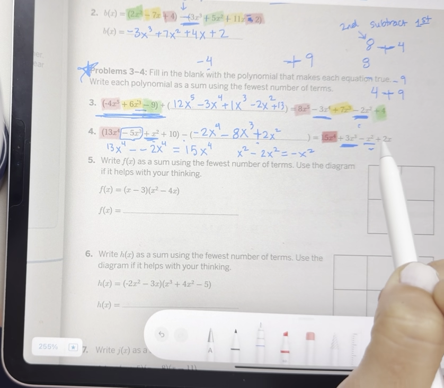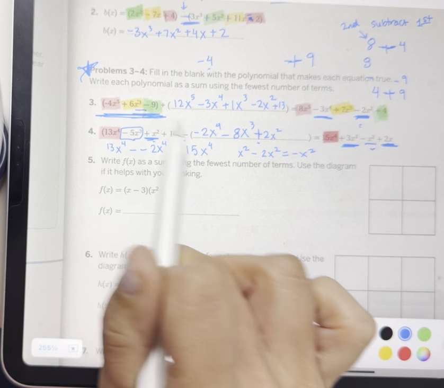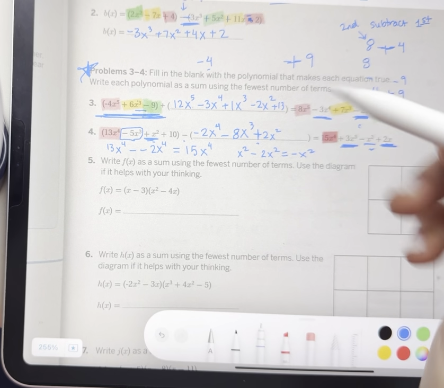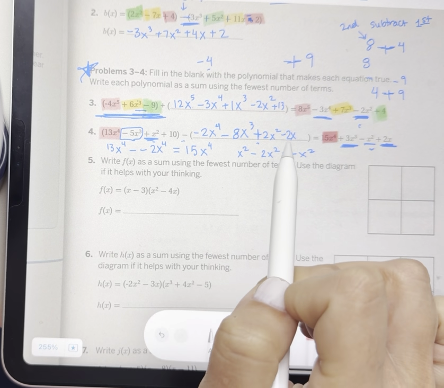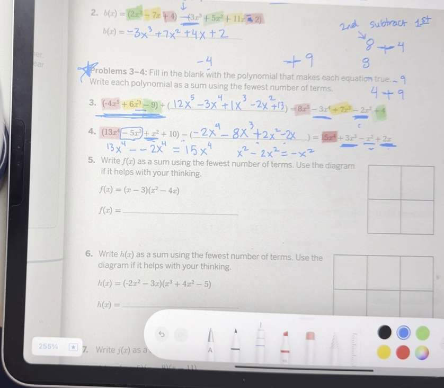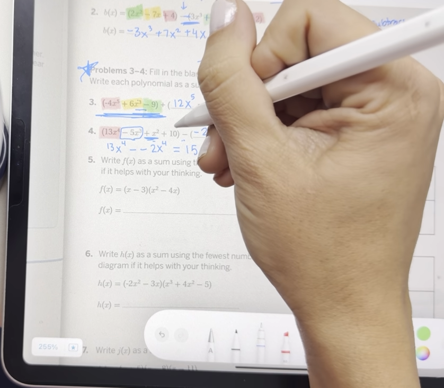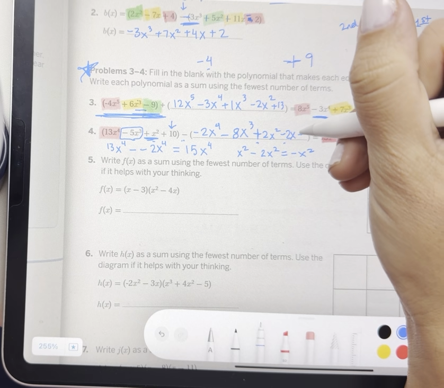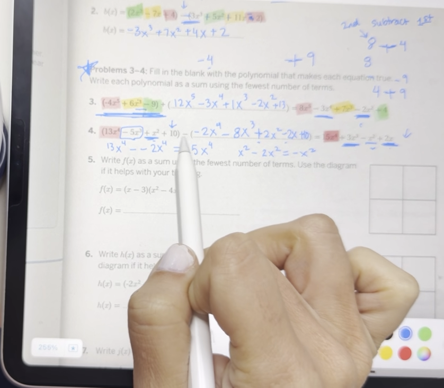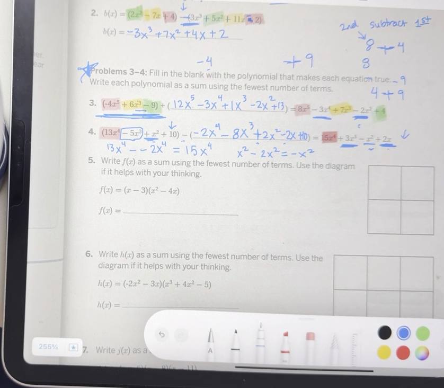And then I have a 2x here. There was no x term here at all, so I had to have a negative 2x here so that the negative would turn it into a positive. And lastly, I've got a 10 here that vanished, which means I must have subtracted a positive 10. 10 minus 10, and it went away. Okay. Anyway, that's that one.